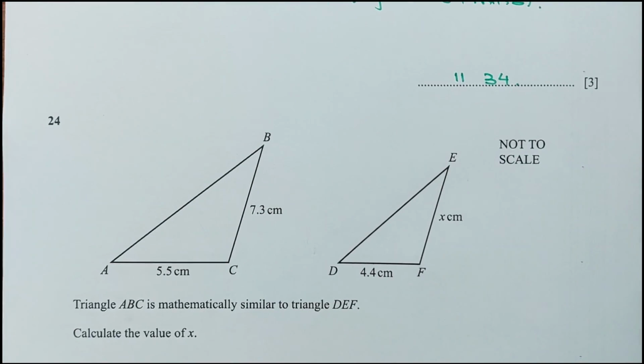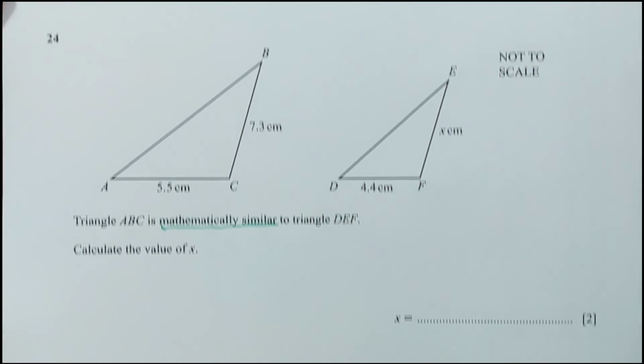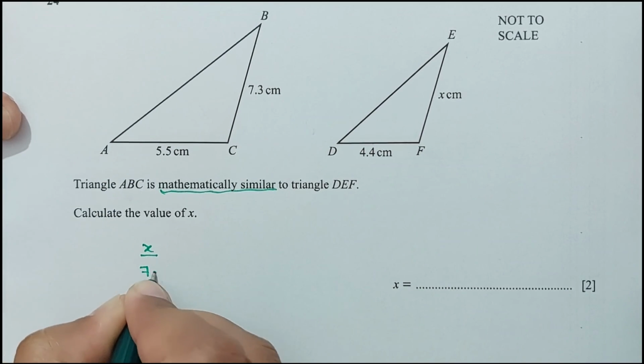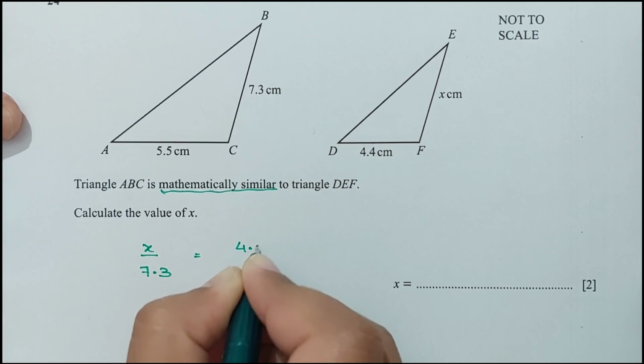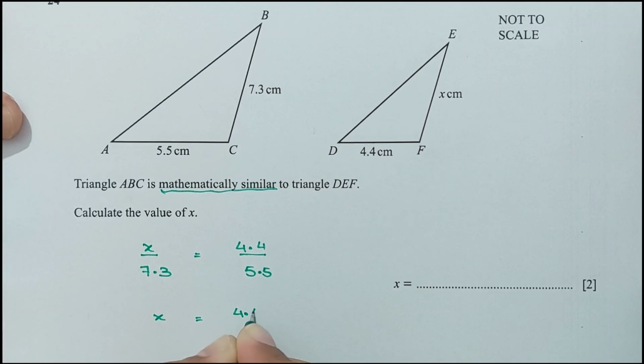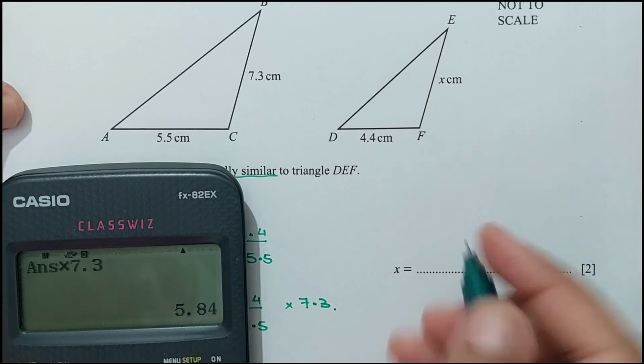Right. Question number 24. Triangle ABC is mathematically similar to triangle DEF. Calculate the value of x. So when they are mathematically similar, the ratios of their corresponding sides are equal. So we can say x over 7.3 should be equal to 4.4 over 5.5. So here x should be equal to 4.4 over 5.5 times 7.3, right? Okay, 4.4 divided by 5.5 times 7.3, that is equal to 5.84. That is x.